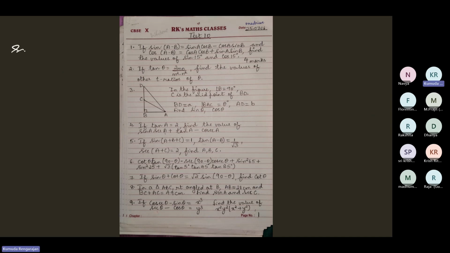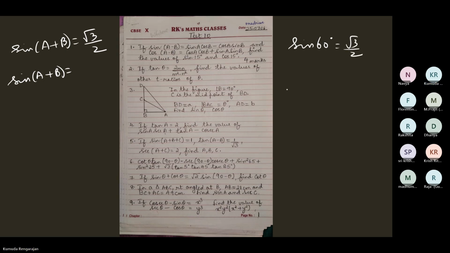So if you have sine of A plus B is equal to root 3 by 2, we know that sine 60 degrees is root 3 by 2. So replace root 3 by 2 with sine 60 degrees. You're given that sine of A plus B is root 3 by 2, so write root 3 by 2 as sine 60 degrees.